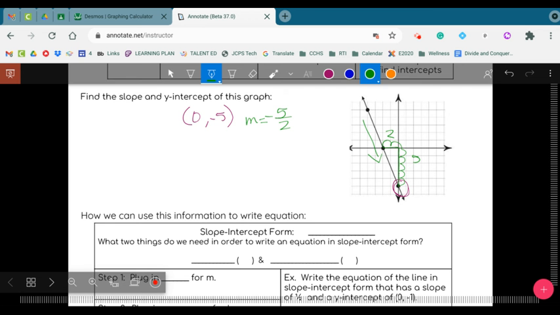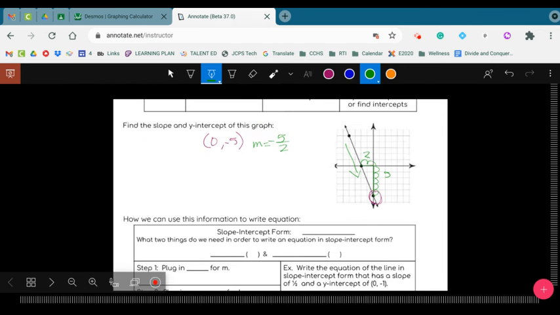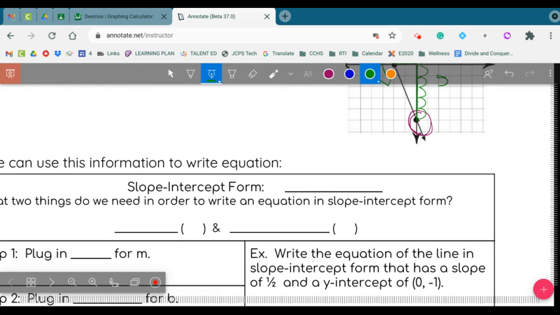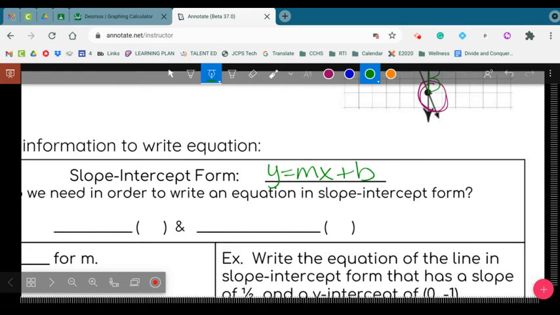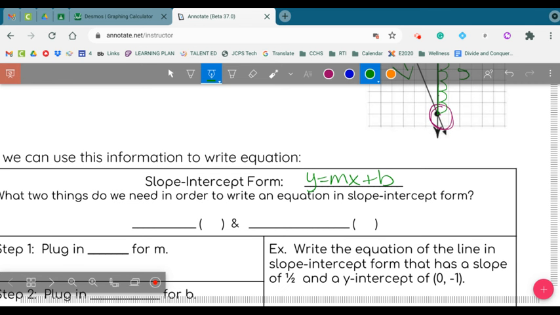Now, how can we use this information to write the equation? Slope-intercept form is y equals mx plus b. We know that. If we have our y-intercept and our slope, we can plug those in. So what two things do we need in order to write the equation? We need our slope, which is our m value, and we need our y-intercept, which is our b value.